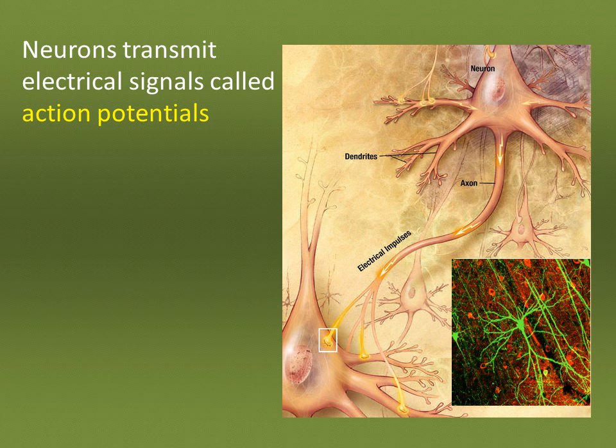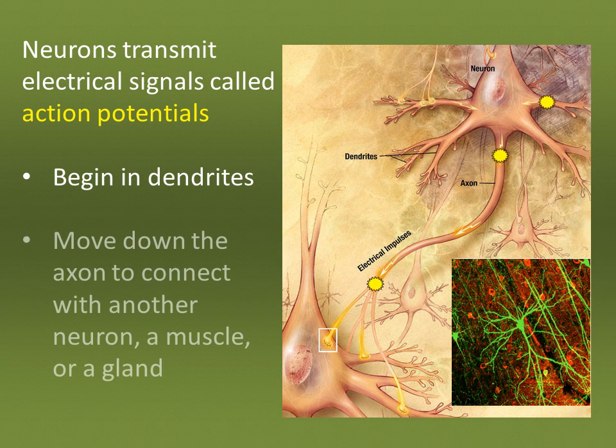Now, these neurons propagate these messages. They send these messages called action potentials. This is an electrical message, and these typically begin in the dendrites. So remember, the dendrites are the antenna network that receives signals. After being formed in those dendrites, they then move towards the axon of the neuron and travel down that axon in a specific direction until they meet the next cell.